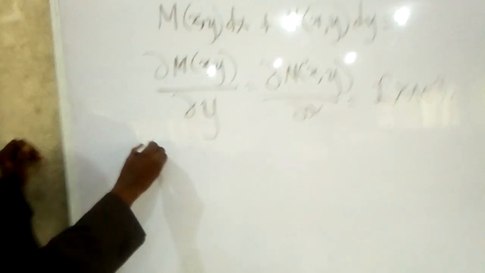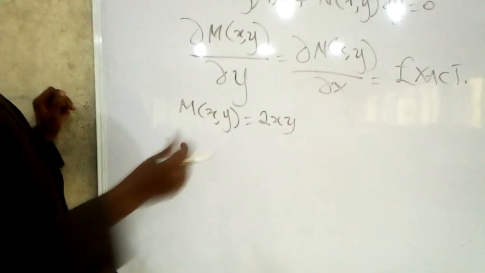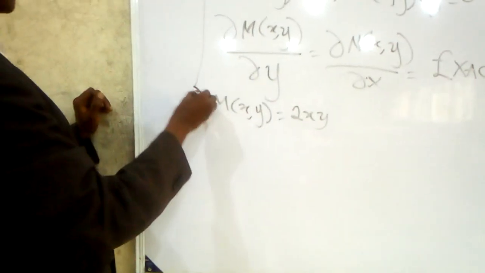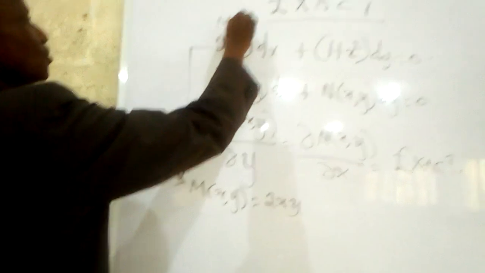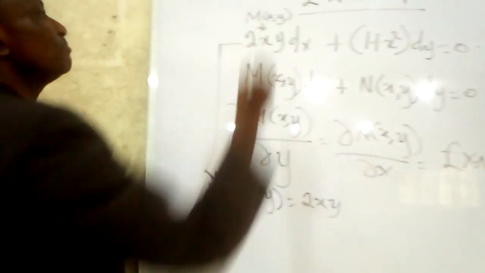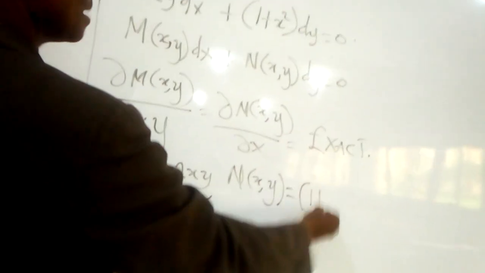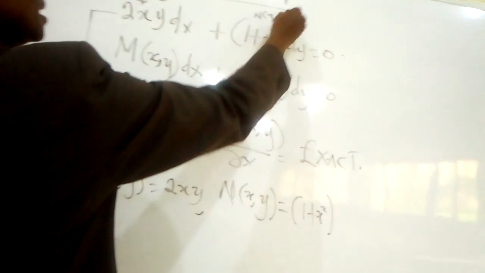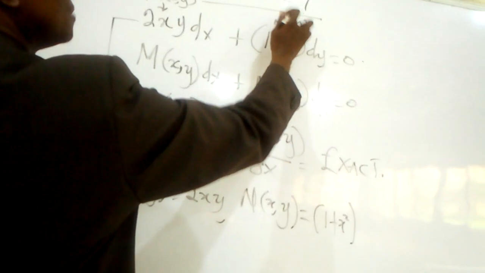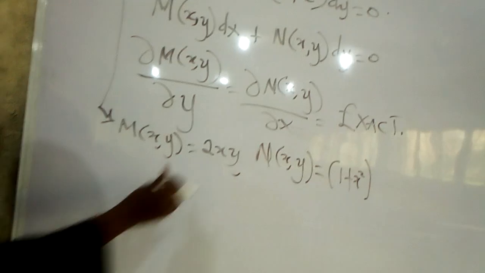So that is to say, M as a function of x, comma y is equal to 2xy, because this is the format, this is the relationship. The whole of this is M(x, y). That is the implication. So N as a function of x, comma y, by implication, is also equal to 1 plus x squared. By these indicators, we now check the partial expressions.